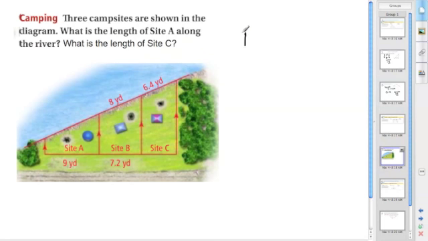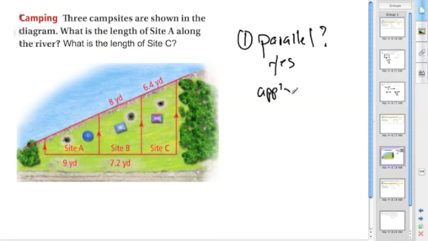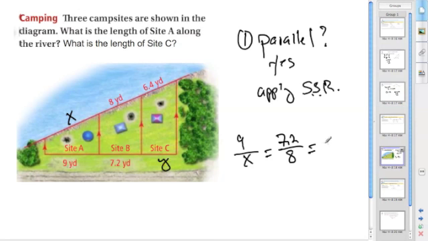So first thing you want to do, do we have parallel? Yes, we do. Then we want to apply the side splitter rule or side splitter theorem. So looking at this states that, okay, side A is 9. We don't know x is the same as 7.2 over 8, which is the same as whatever y is over 6.4.